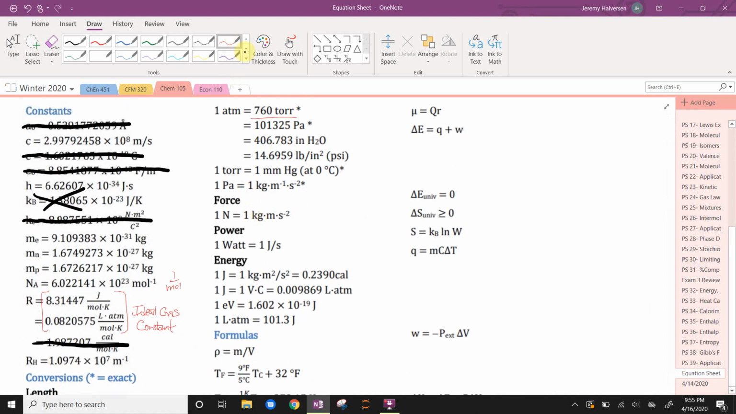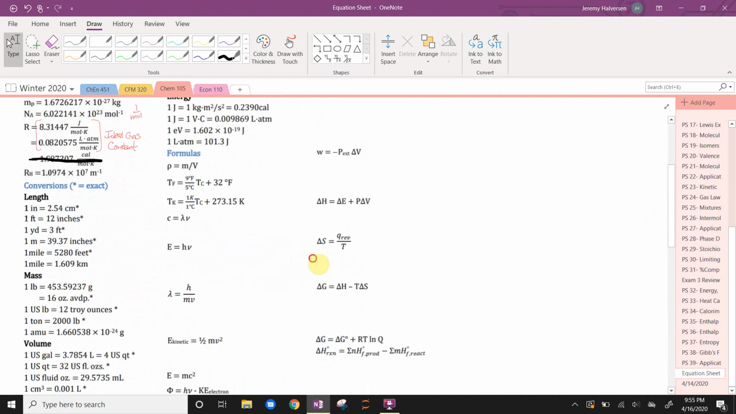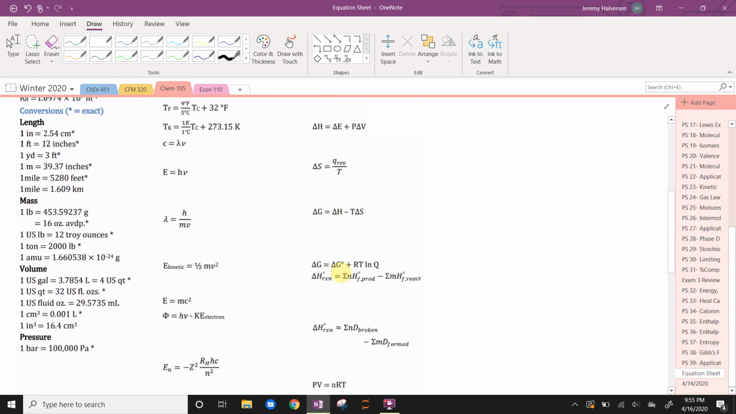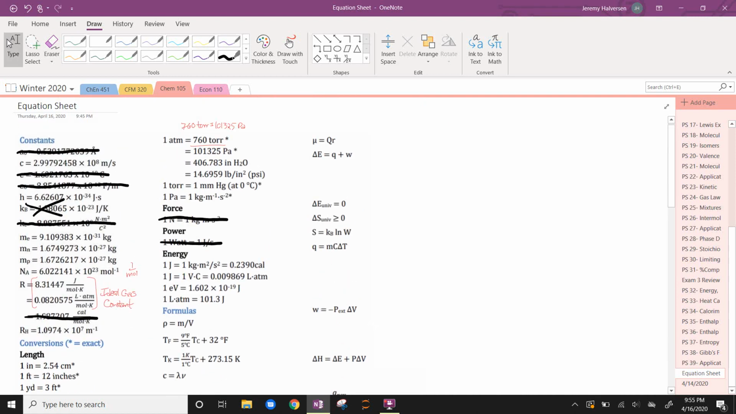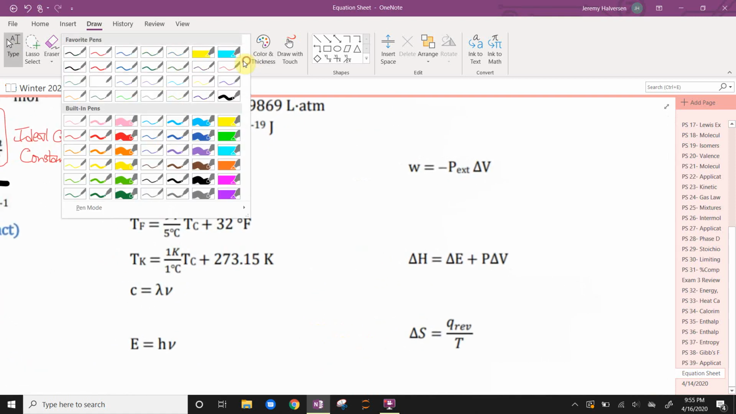Then we have force. We really did not talk much about force. We didn't talk about power. And then we have energy. Okay, so there are your constants and your conversions. So now let's get into the meat of this, which is formulas.